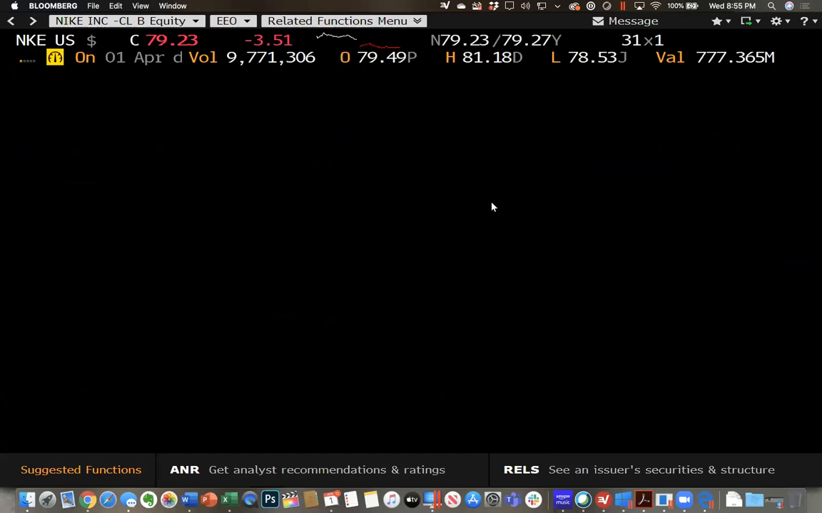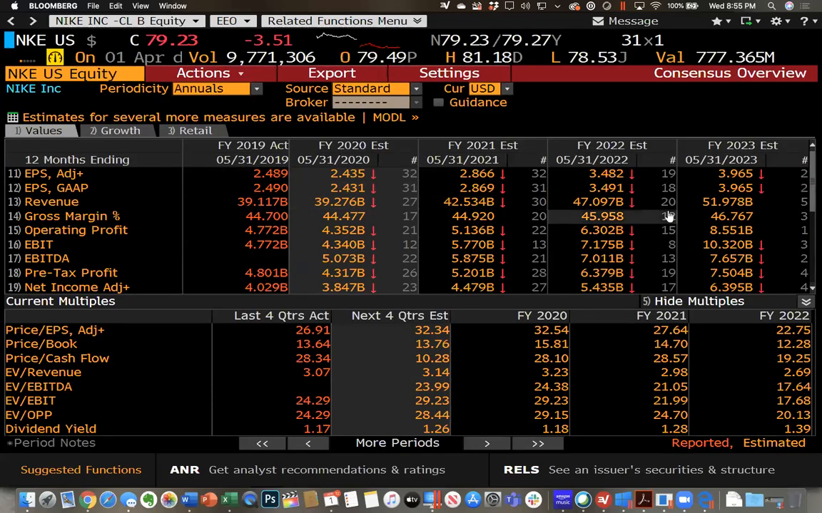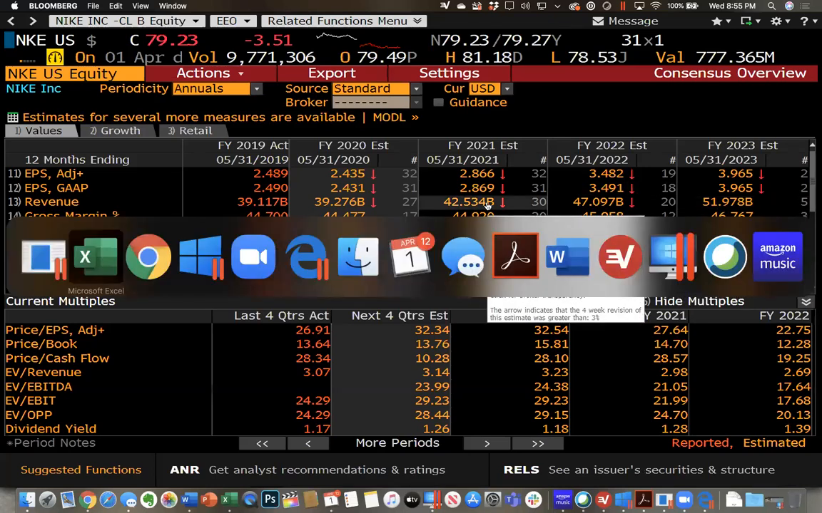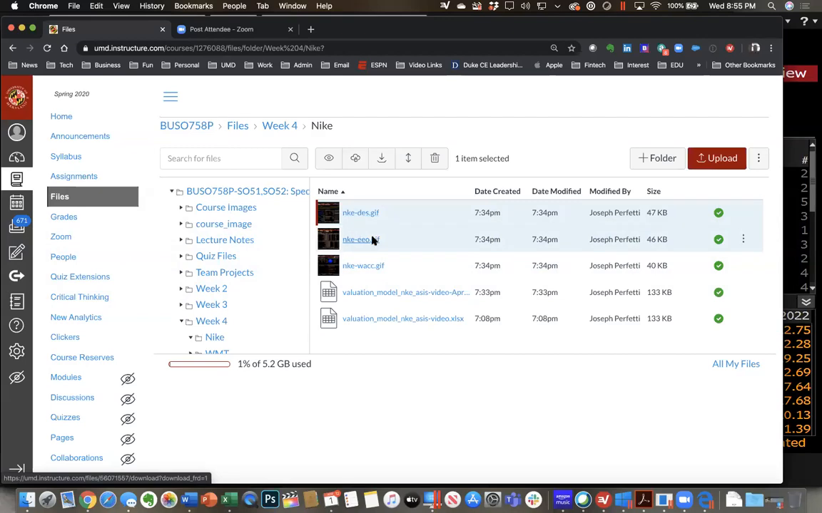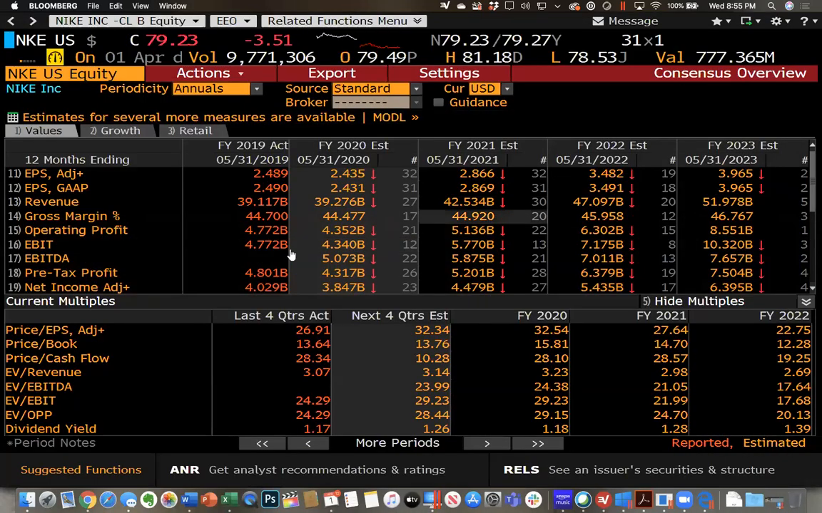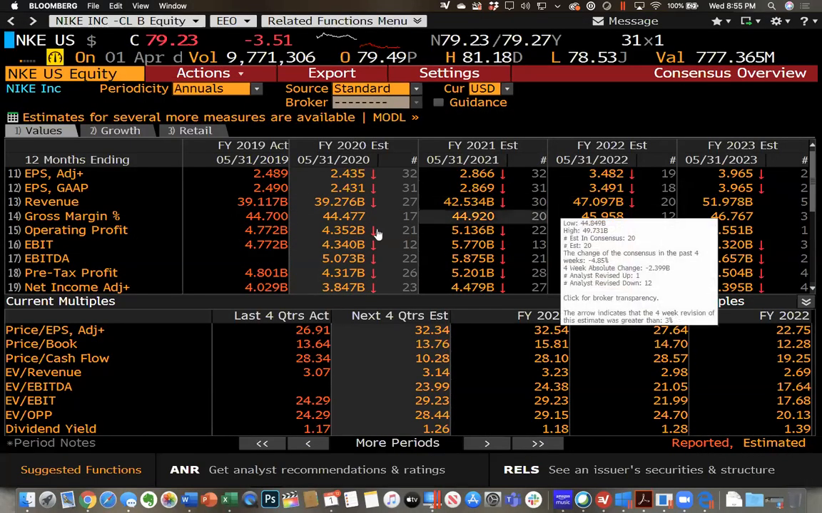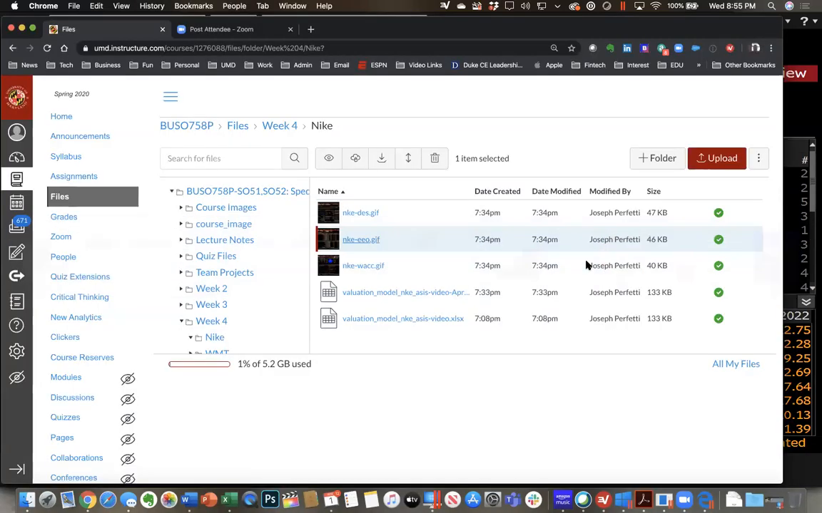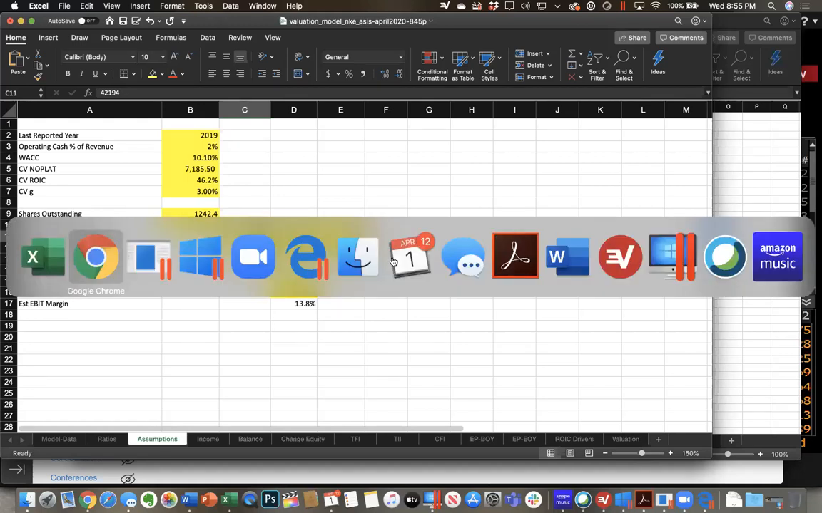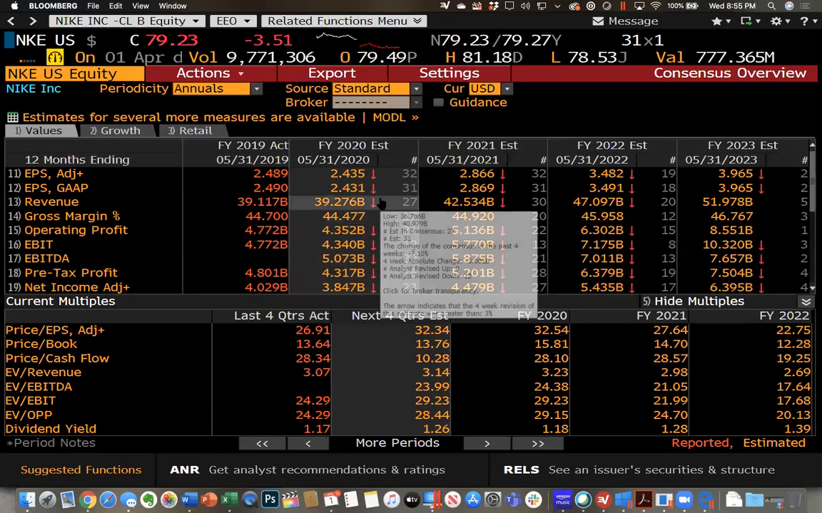Well, that's going to be on a screen called the earnings estimate overview. This is the consensus estimates that Wall Street has for Nike today, which again is a screenshot, EEO. That's this screen. And on this screen, what I need to do is take the revenue for the next 3 years and the EBITDA for the next 3 years and put them into my model. So revenue at the time for 2020 was 42 billion, but now it's a little bit lower. Revenue is 39,276 this year.